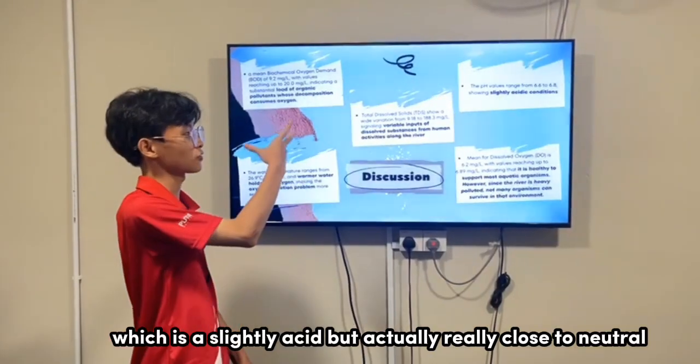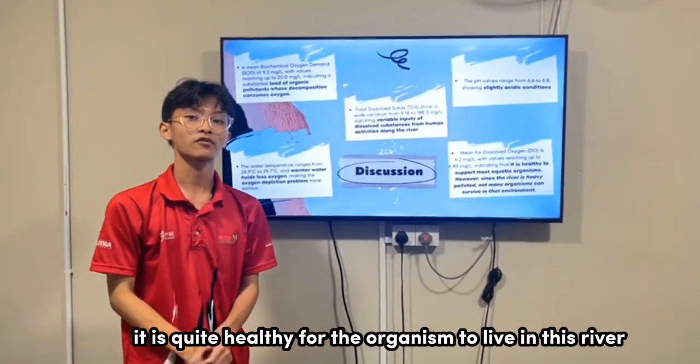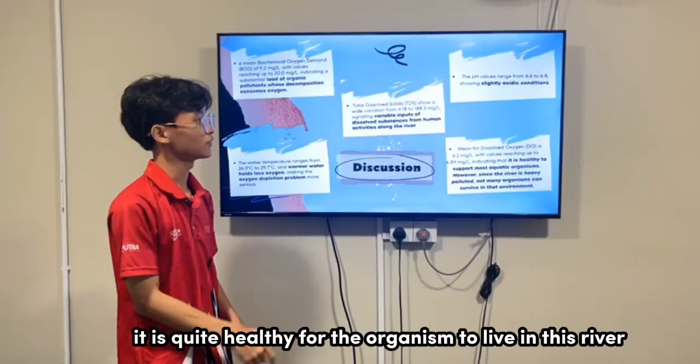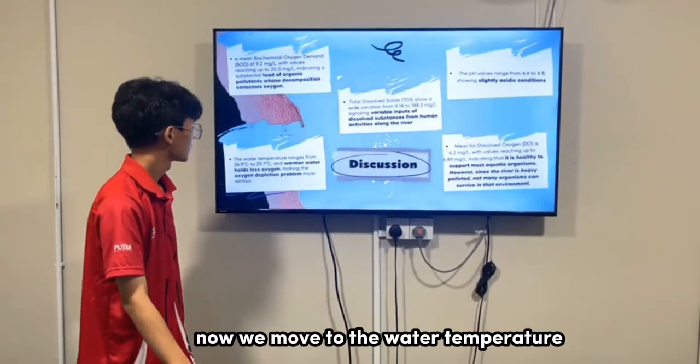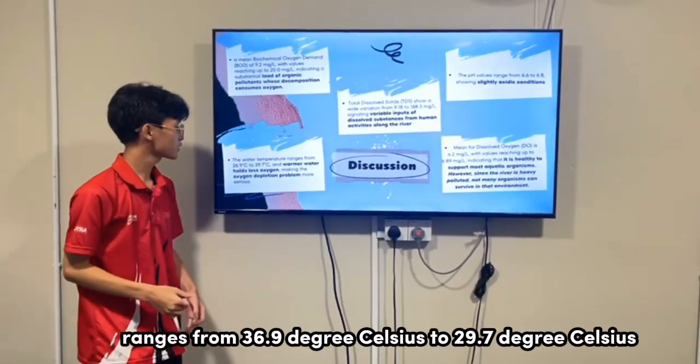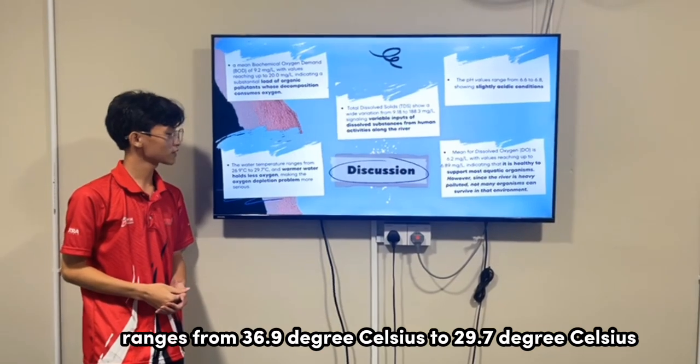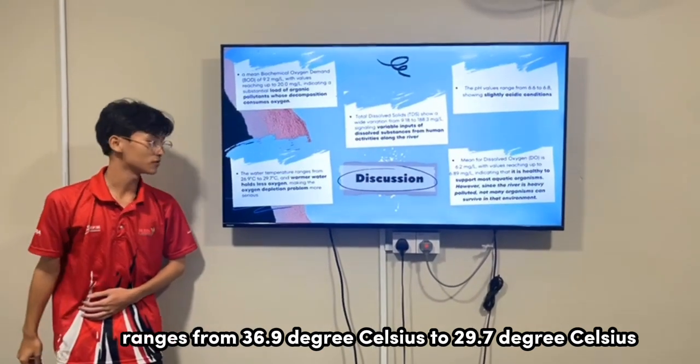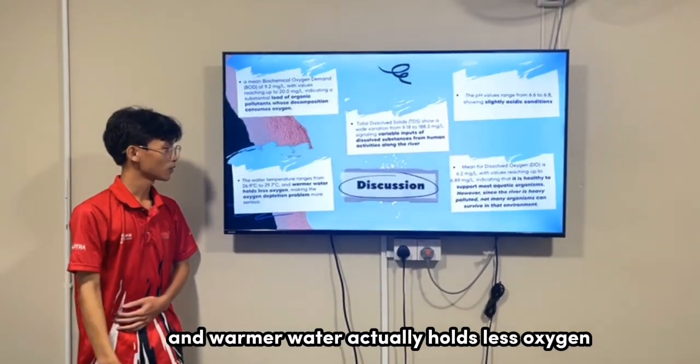So next we will move to the pH values, which range from 6.6 to 6.8, which is slightly acidic but really close to neutral, which means it is quite healthy for organisms to live in this river.